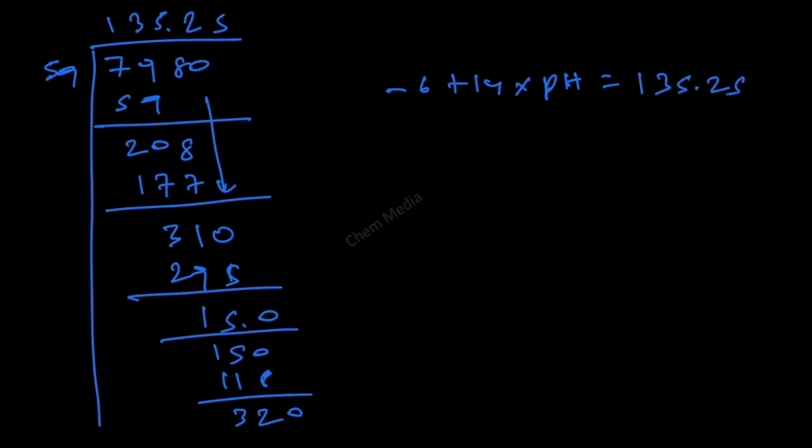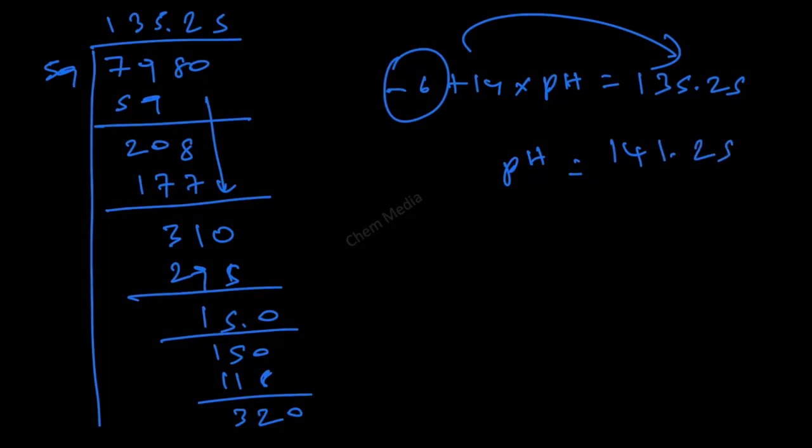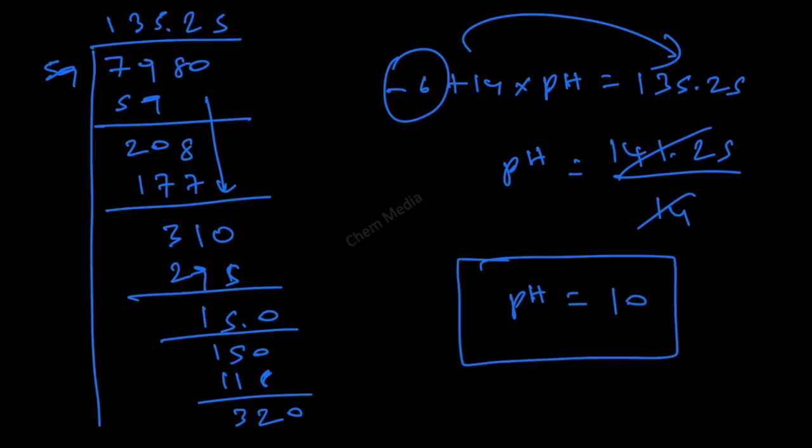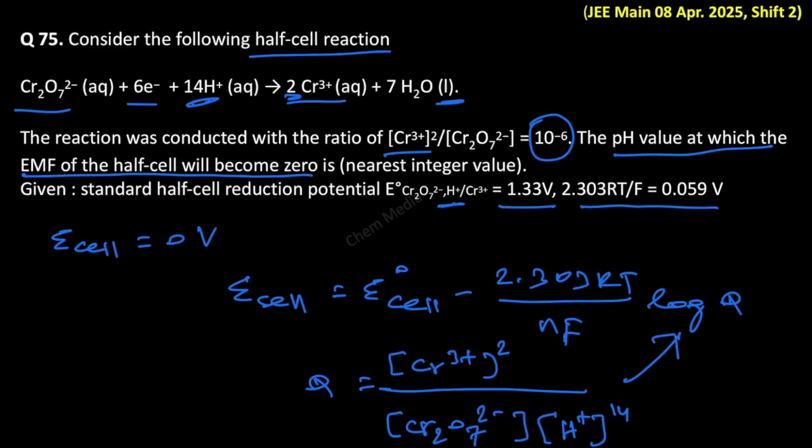135.25. So therefore pH is equal to, let's bring the minus 6 to the other side. In that case it would be 141.25 divided by 14. So therefore this will be approximately equal to 10. So therefore the correct answer in this case is pH is equal to 10. 10 is the correct answer here.